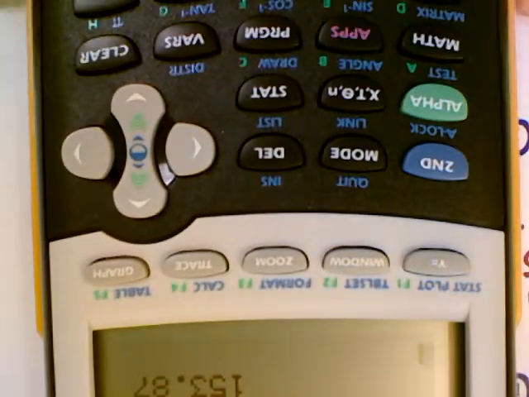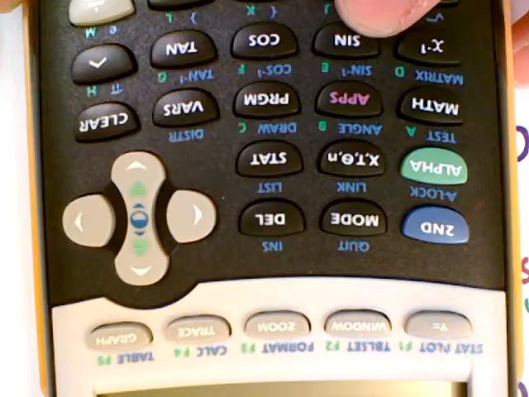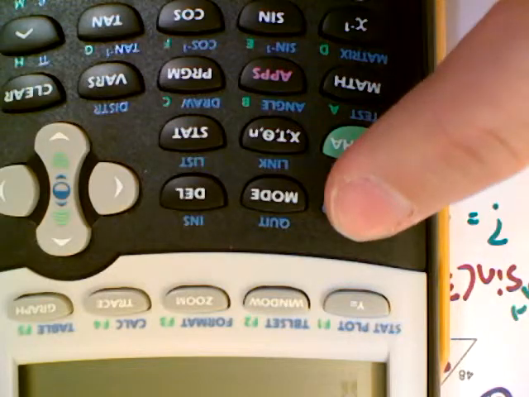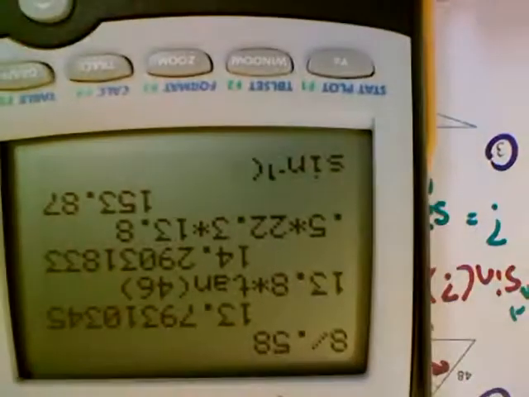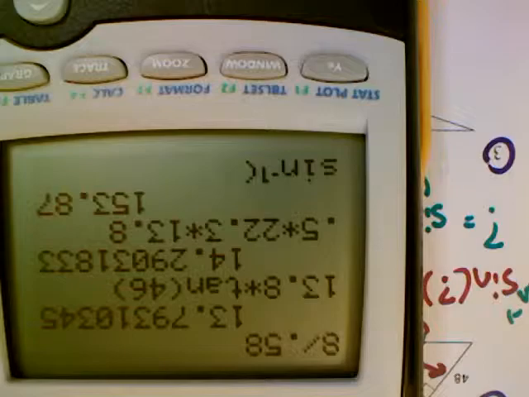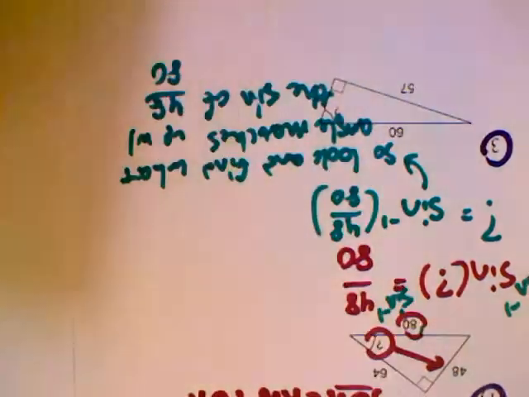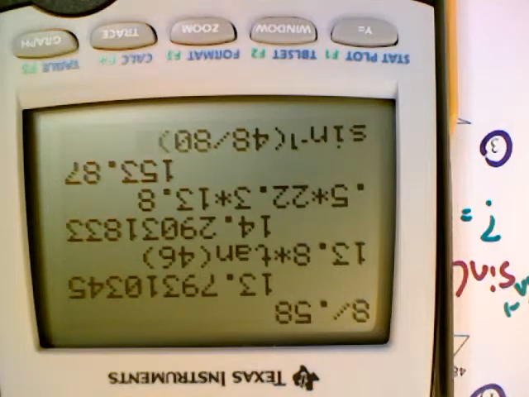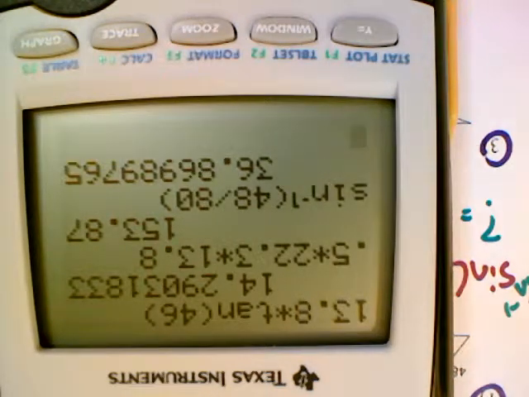If you look here where the sine button is, and you look right above it, there's the blue sine to the -1. When you hit the second button and you hit sine, on your screen you get sine -1, which is the inverse sine here. So since I needed to do 48 over 80, I can do 48 over 80, and I end up with about 37 degrees. It says to round it to the nearest degree, so that's about 37 degrees.